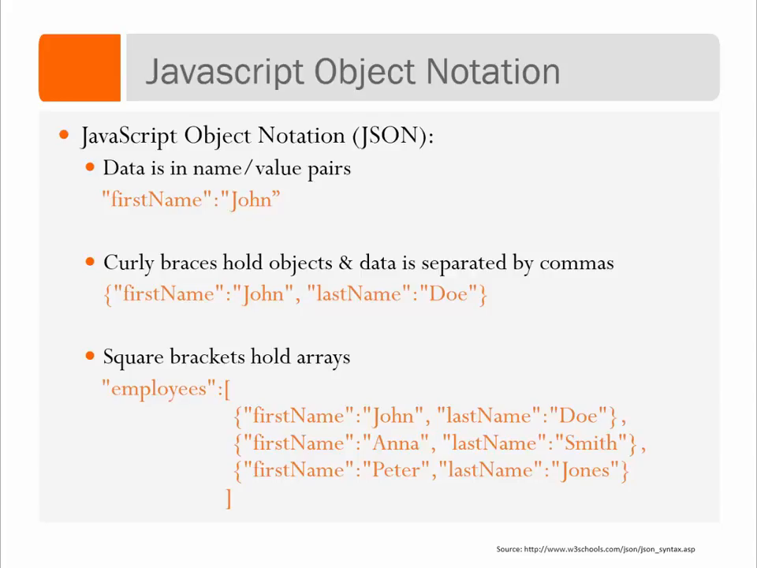Our square brackets will hold an array. So we go up one more level here and say, what if I needed all employees? So you'll see we put employees here as a name, and then we'll have a number of value pairs in the square brackets. You'll also see the curly brackets within there, and they're different combinations of names. So we have John Doe, Anna Smith, Peter Jones, etc.